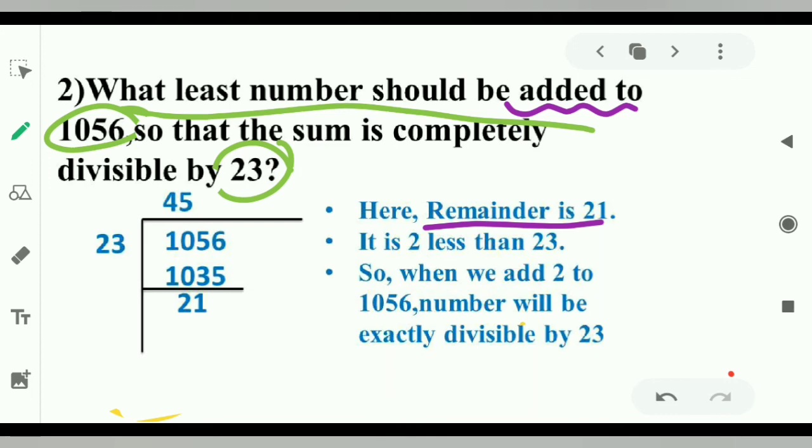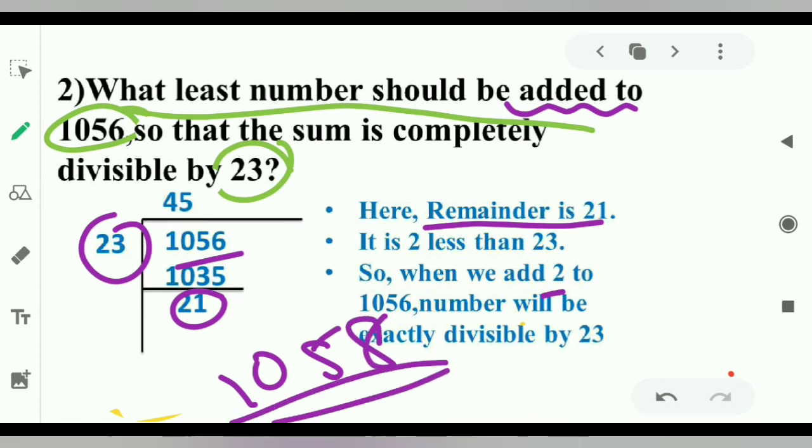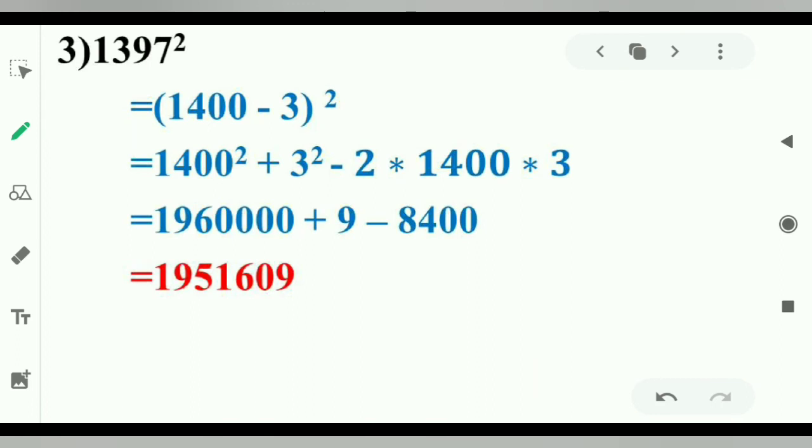Okay, so what do we have to add? We add the difference between 23 and 21, which is nothing but 2. On adding 2 to 1056, it becomes 1058, which is a multiple of 23. Good. Okay, let's begin the third question.